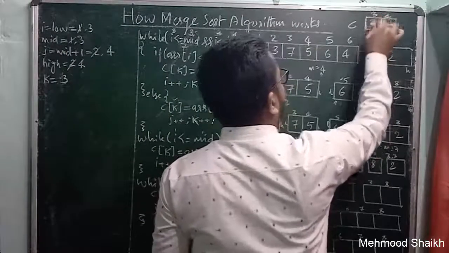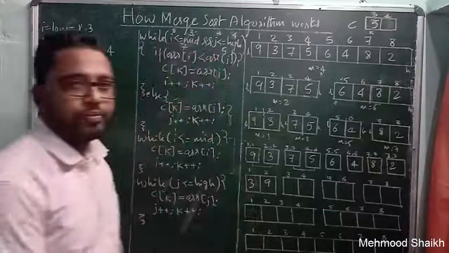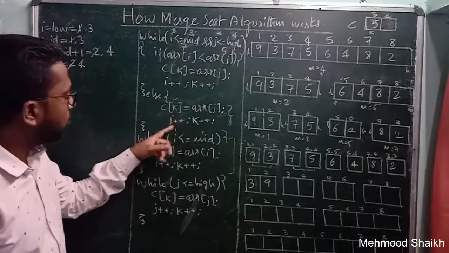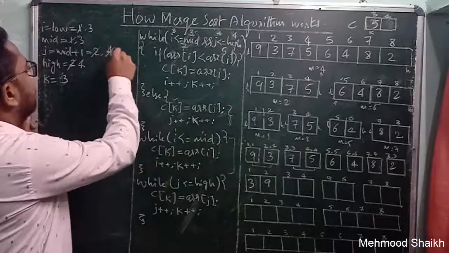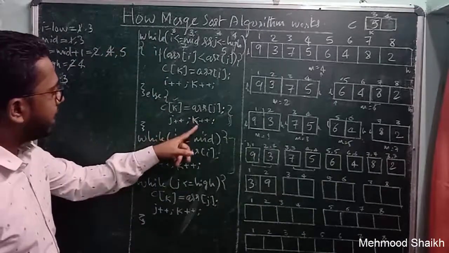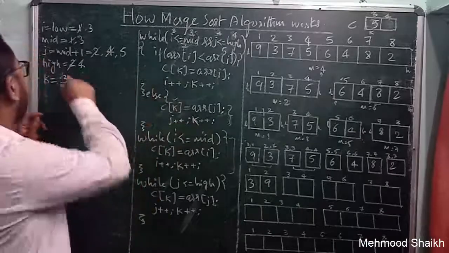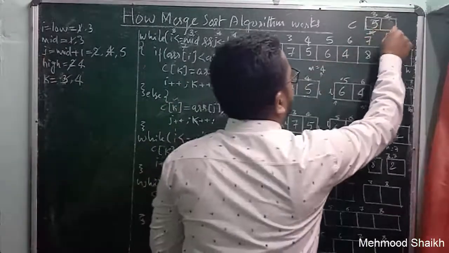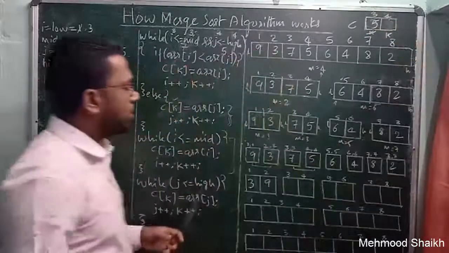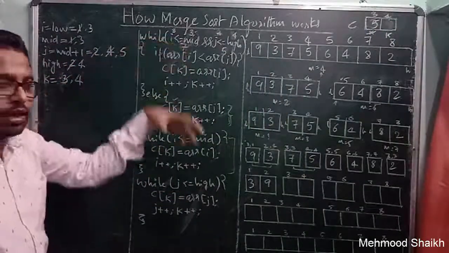Yes, 5. Here 5 will come. Okay, and we will increment the value of j by 1, and the value of k by 1, k plus plus. Okay, k will also get incremented. So here k will come here. Okay, now for these set of values we need to run this algorithm.